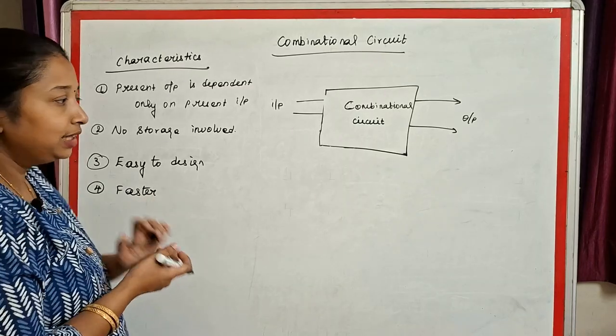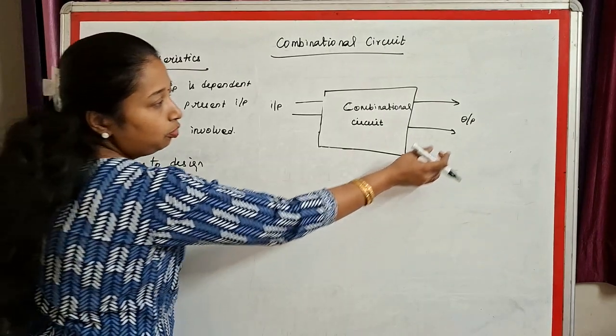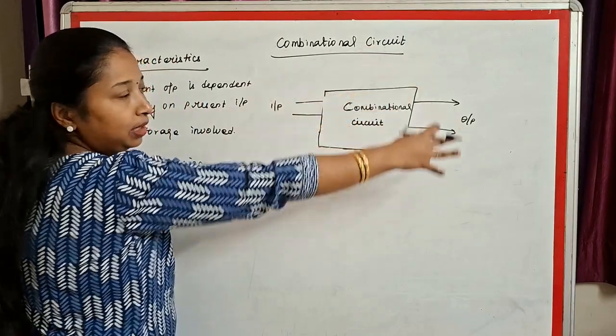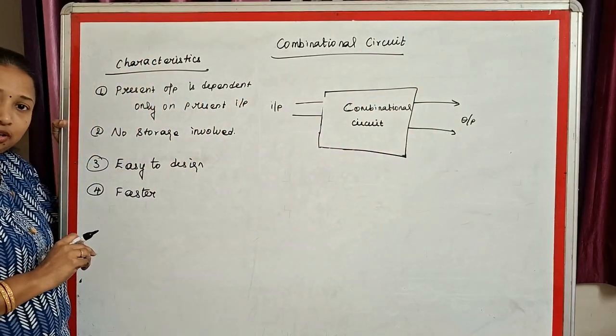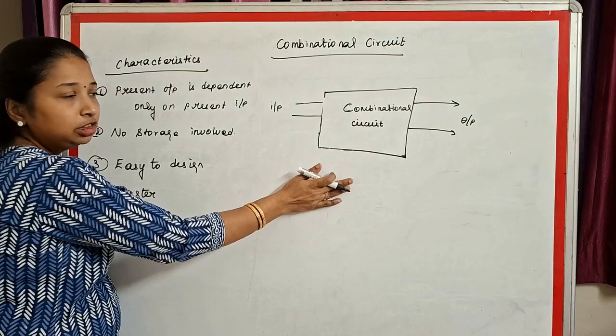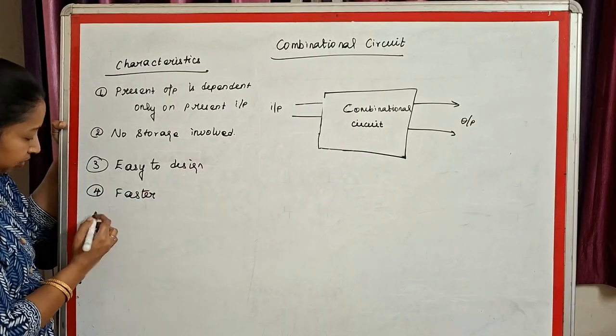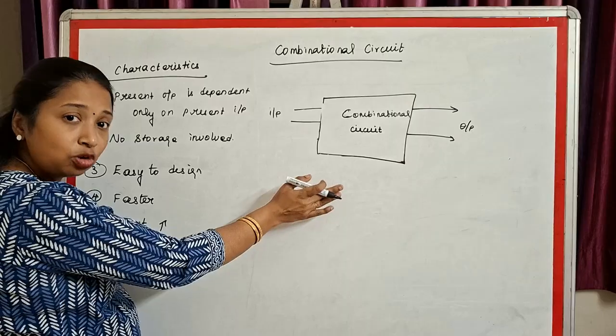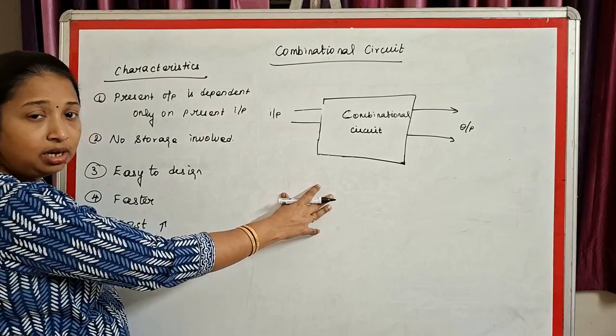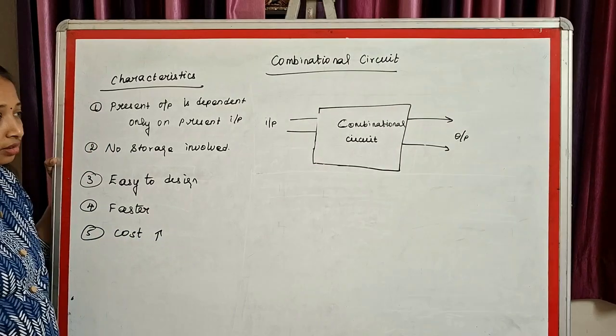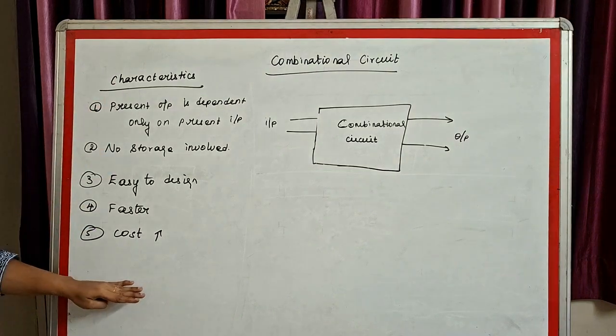Clear? Since there is no feedback involved and your present output is directly dependent only on your present input, that is the reason combinational circuits are faster. Fine? Since the combinational circuit has a very high speed, the cost also is very high. These are the characteristics of a combinational logic circuit.